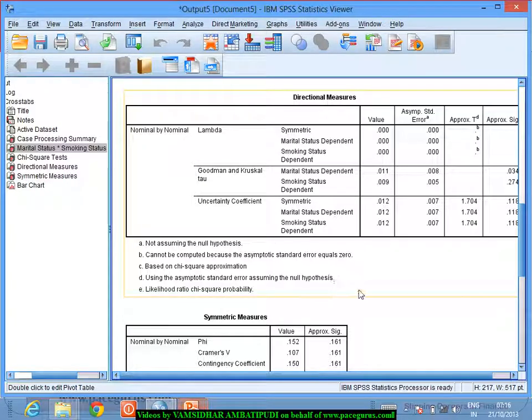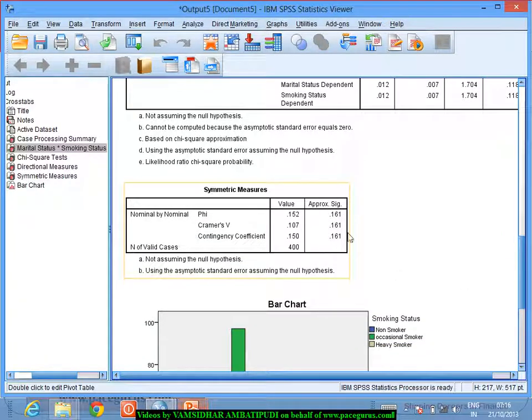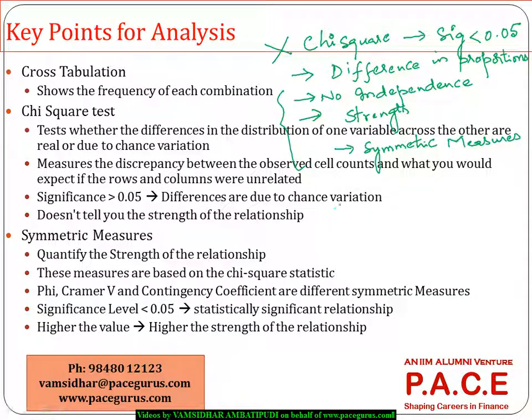But I just wanted to explain that. So when I am doing the symmetric measures, I will first look at again the significance level associated with the symmetric measure. Less than 0.05, then I will look at these values. The higher the values are, sometimes they may even go up to 1 also. The higher the values are, the higher is the strength.